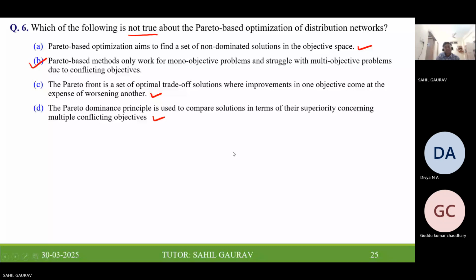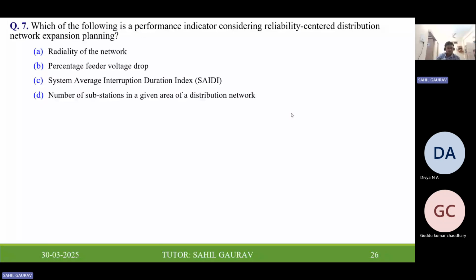And this is where we need to compare solutions in terms of their superiority concerning these multiple conflicting objectives. So therefore, B is the incorrect option. Therefore, B is the correct choice because they are asking which of the following is incorrect about the Pareto-based approach. So let us see the 7th problem.